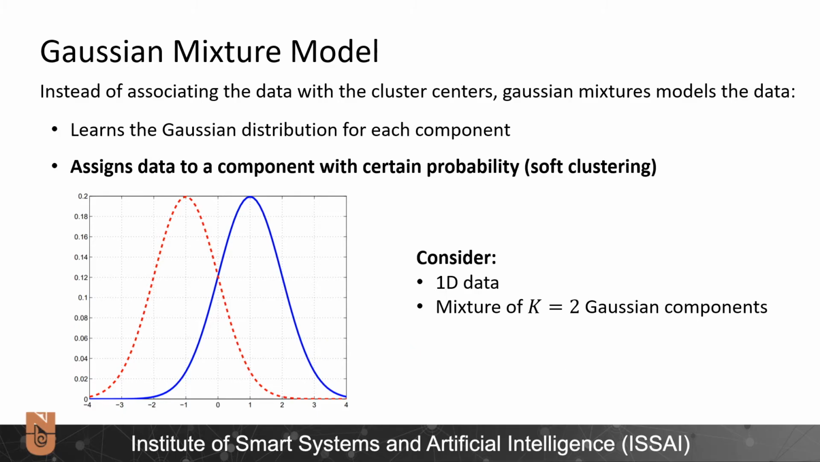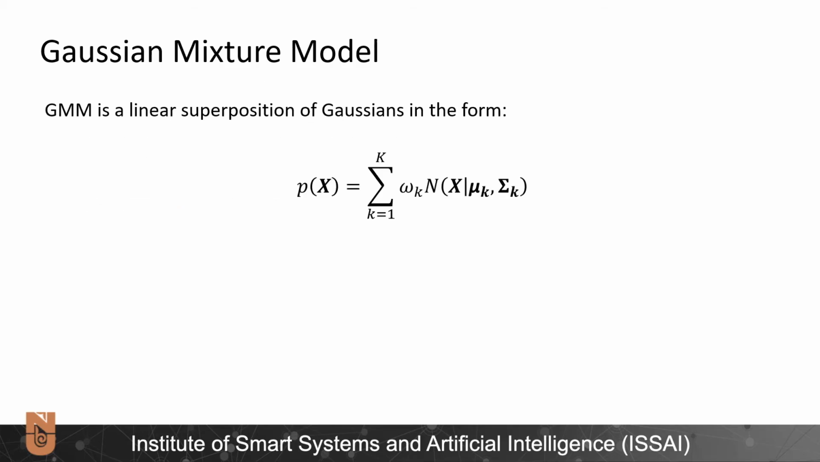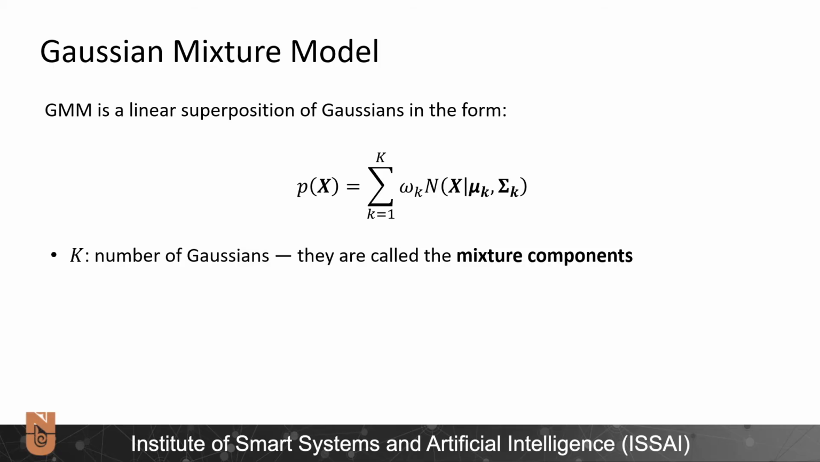Next, unlike in k-means, GMM assigns data to a component with a certain probability, also called soft clustering. Suppose there is a data point equal to 0. It can be expressed in terms of components of equal importance. At its core, GMM is a linear superposition of Gaussians in the following form, where k is the number of Gaussians. They are also called the mixture components. And mu and sigma are the mean and covariance of each component.